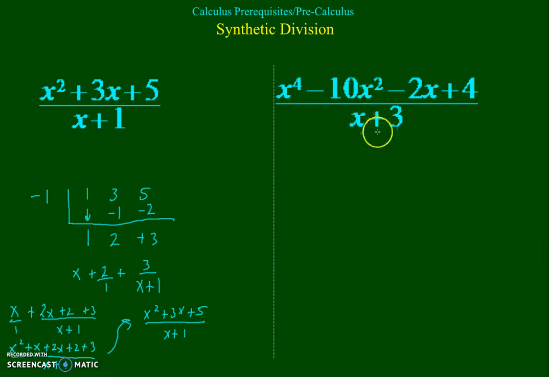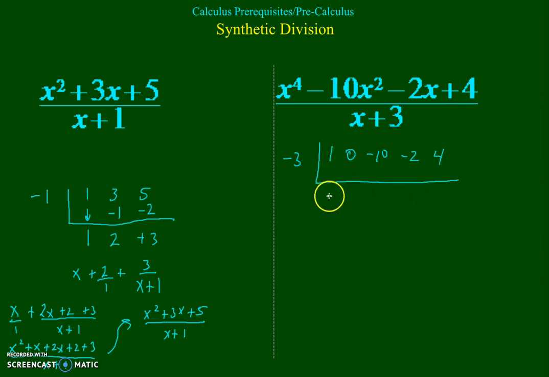Here, our divisor is x plus 3, so our divisor value x equals negative 3. We put in our bracket. Now here we have a quartic term, so that coefficient is 1, but we're missing a cubic term, so it's 0. Then we have a squared term here, which is negative 10, a negative 2 for a linear, and a 4 for a constant.